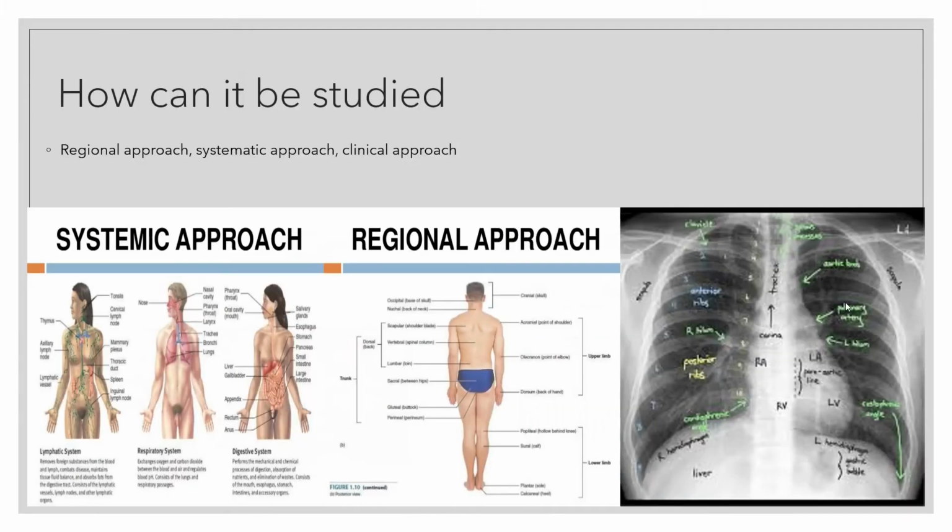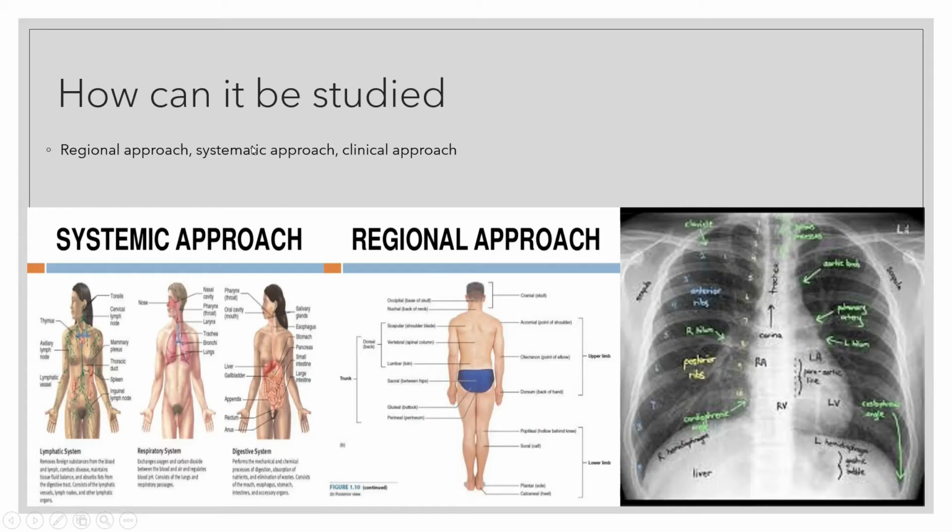Now, how can it be studied? So there are these three approaches that I mentioned here: regional approach, systematic approach, clinical approach. So the regional approach is basically, for example, just the arm. I'm just going to take the arm and I'm going to study every structure that is there in this arm. And systematic approach is going by the systems, which means like the respiratory system, which is the breathing system, digestive system, which is the food processing system, lymphatic system, cardiovascular system, etc., etc.